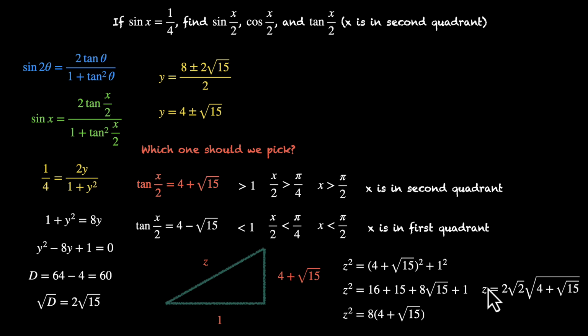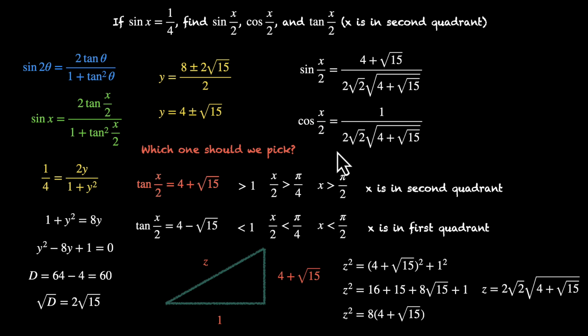So this is our z. We can take the square root. Root of 8 is 2 root 2 and root of 4 plus root 15 is root of 4 plus root 15. So that's our hypotenuse. Using this, we can find the values of sine and cos. Sine of x by 2 is equal to perpendicular by hypotenuse. That's 4 plus root 15 by 2 root 2 square root of 4 plus root 15. And cos of x by 2, that's base by hypotenuse. That's 1 upon 2 root 2 square root of 4 plus root 15.